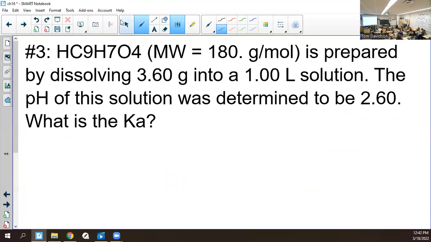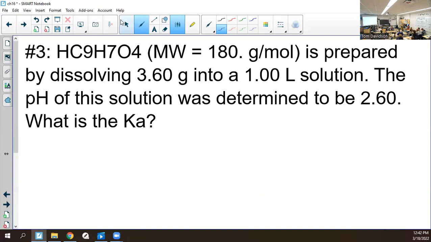Before we do anything, what is that compound? Can you tell us what it's called? I want to know what that is. Type it in. It's some sort of acid. HC9H7O4. Ask Google. There's 10% odds I made it up.